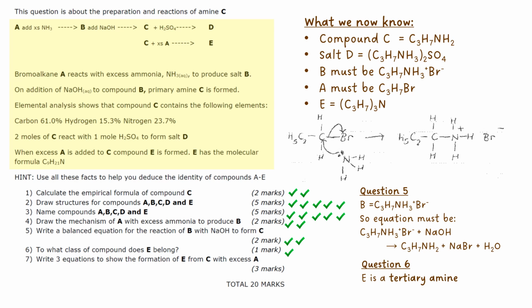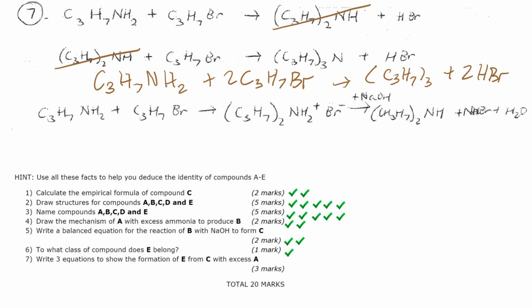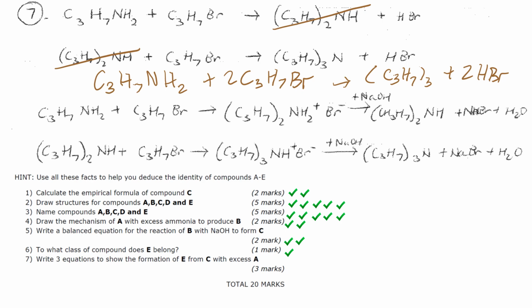Now we need to do our 3 equations. I'm going to make some space at the top here. If we cancel out the C3H7, that allows us to add those 2 equations together, because those 2 things happen in 2 stages. So the first equation is here, and then the remaining 2 are here and here. So that gets us our 3 marks for the final part.